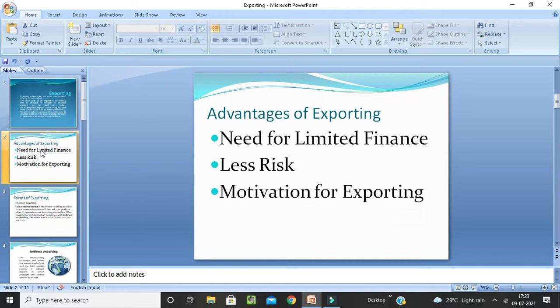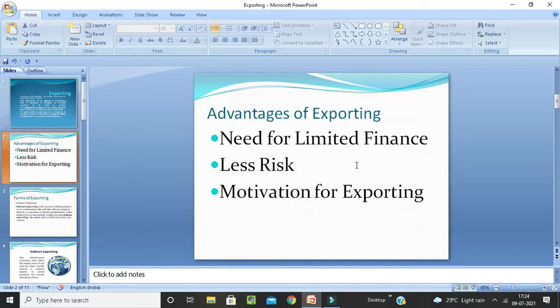First one is need for limited finance. Second one is less risk. Third thing is motivation for exporting. See what is happening? Need for limited finance. If other people are purchasing the goods from us, we need less finance because those people will bear all the expenditure, taxes, tariffs, and trade policies.